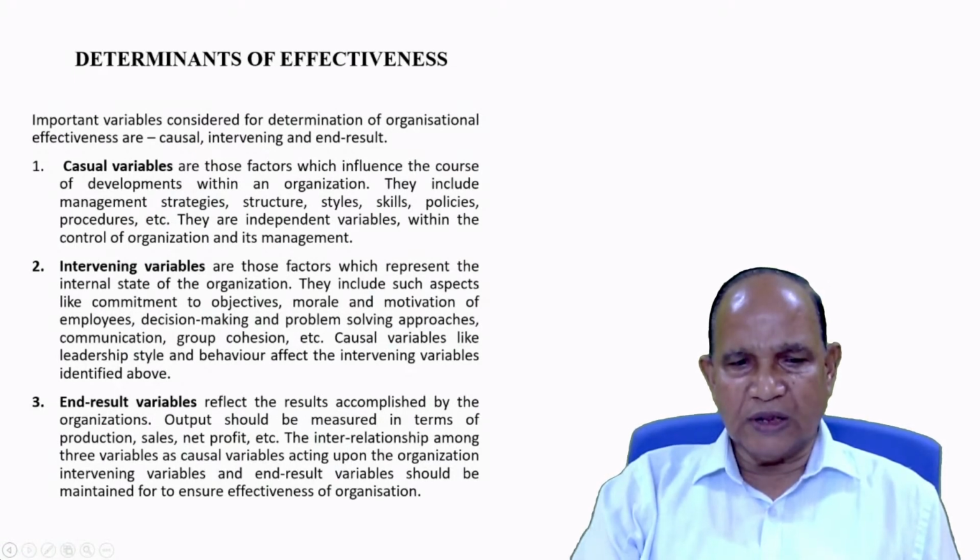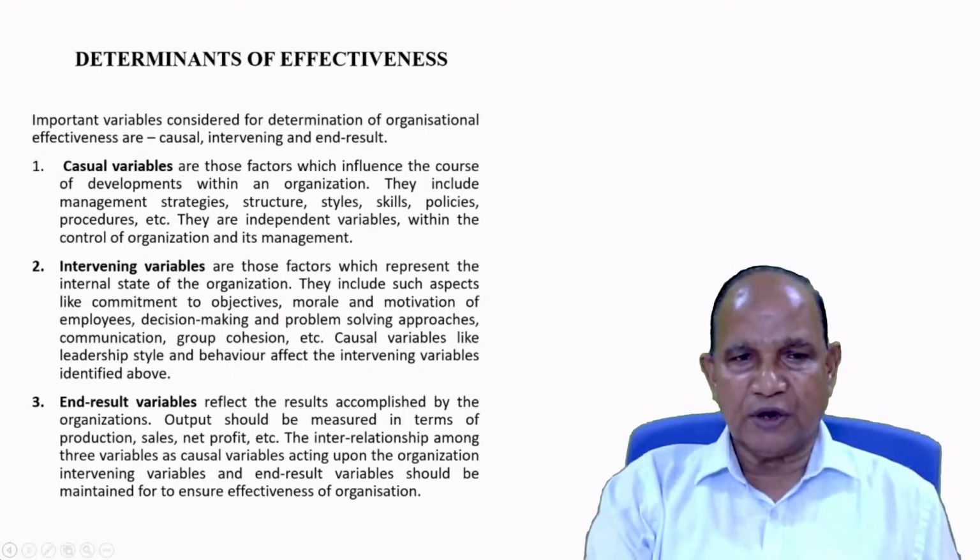Then the interrelationship among these three variables acting upon the organization, intervening variables and end result, etc., are to be maintained to ensure effectiveness in the organization. So all these determinants should be considered important for the effectiveness.